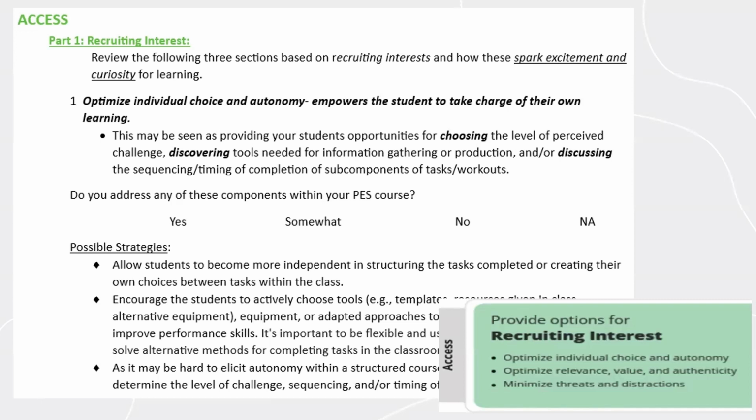engagement. It then provides an example of what this may look like within your class. You are then to address whether or not it is being attained within your class. Depending on your answer, you are then to review the possible strategies given that can help improve or expand your practices. You will then continue to follow this process for the rest of the evaluation.